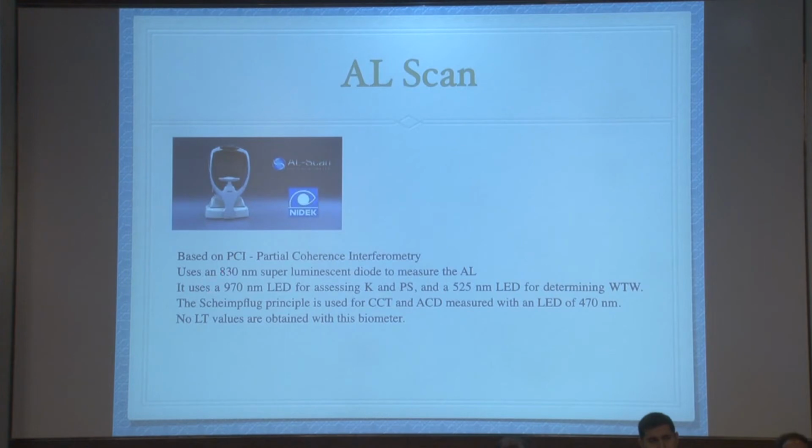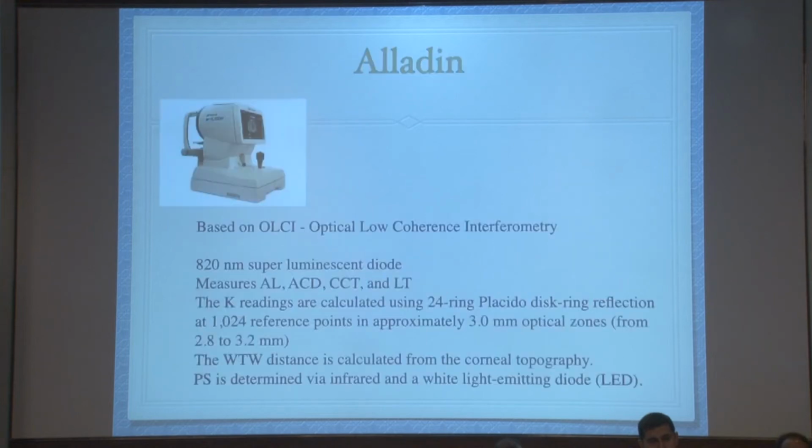It uses an 830 nanometer superluminescent diode and a 970 nanometer LED for keratometry and pupillary size, and again a 525 LED for white to white. We look at the Aladdin. This is again based on optical low coherence interferometry. It measures all the parameters which we require for all the newer generation formulas, as Dr. Twinkle mentioned, the Universal, Barrett 2 and all the formulas. They require ACD, CCT, lens thickness.